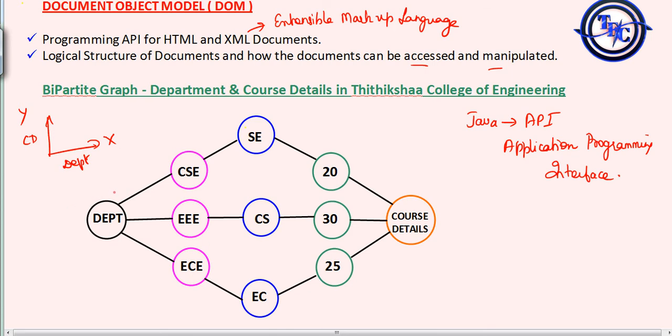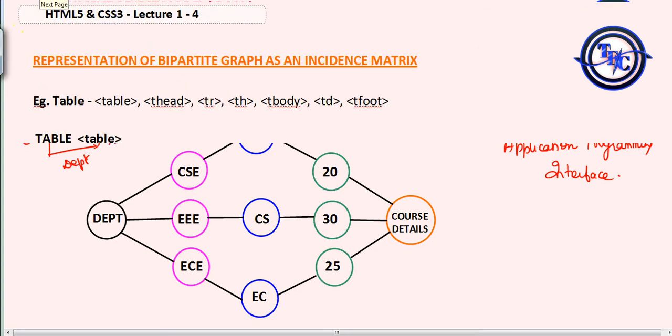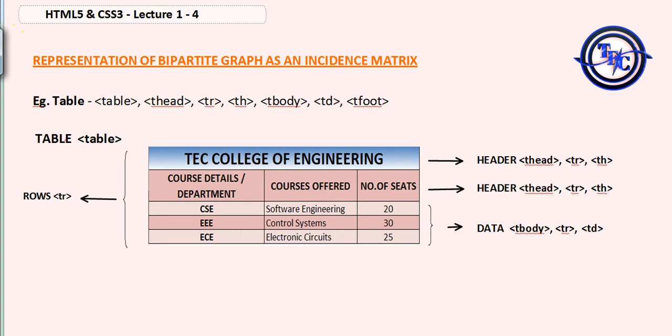This is also a graph, a bipartite graph, but I am drawing some circles and telling that we have departments: CSE department, EEE department, ECE department, and they offer courses: software engineering, control system, and electronic circuits. In software engineering we have 20 seats, in control system 30 seats, and in electronic circuits 25 seats, and so on. Okay, she is getting very bored. She says it's very boring. Then I don't want to make her bored, so I'll draw a table.